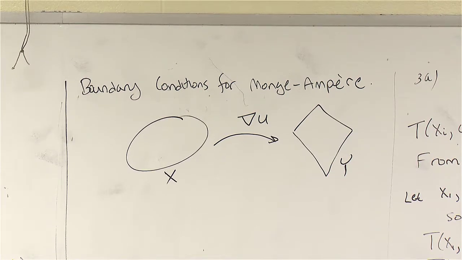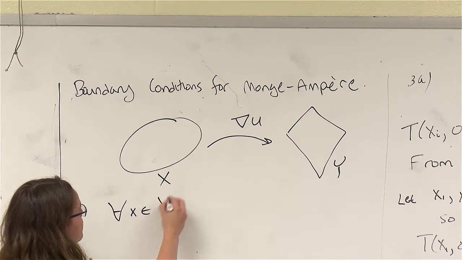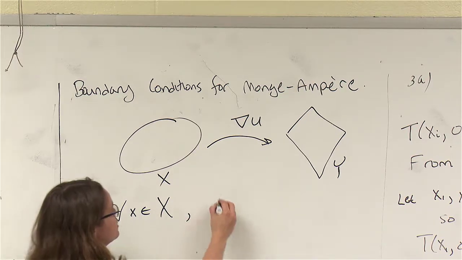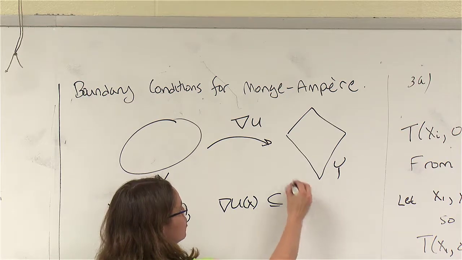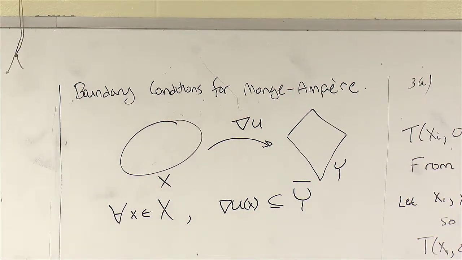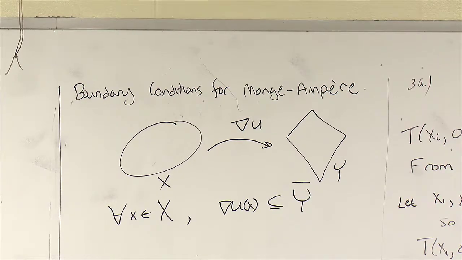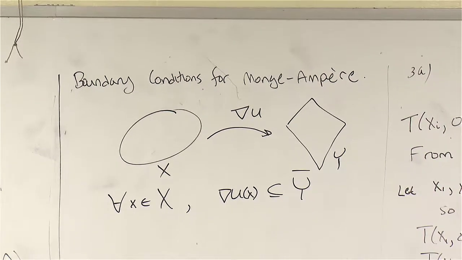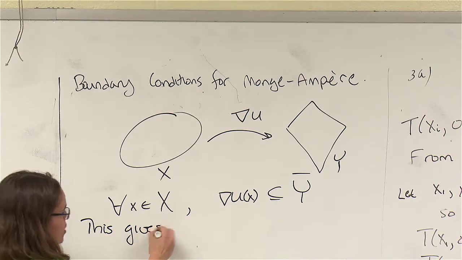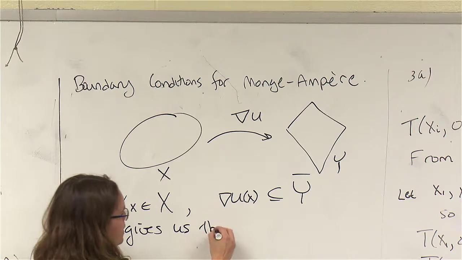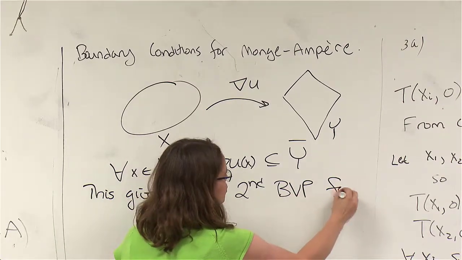So another way of writing this, I guess, is that for all x in the domain, I want the gradient of u to be contained in y, or y bar. Right? Nothing's allowed to escape. All right, so this gives us what's called the second boundary value problem, okay, for the Monge-Ampere equation.